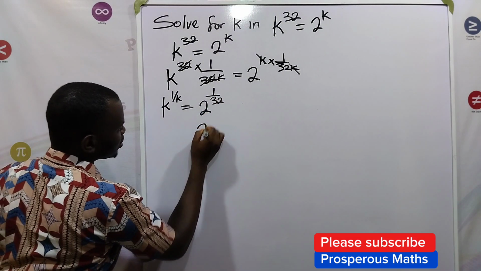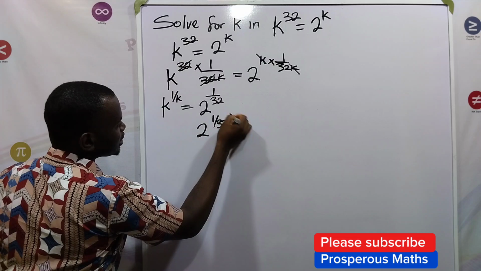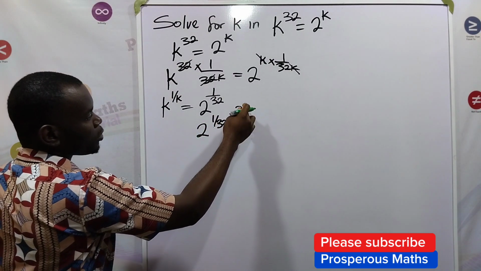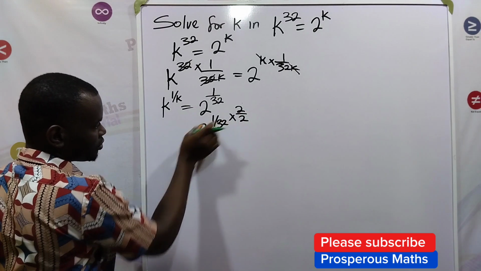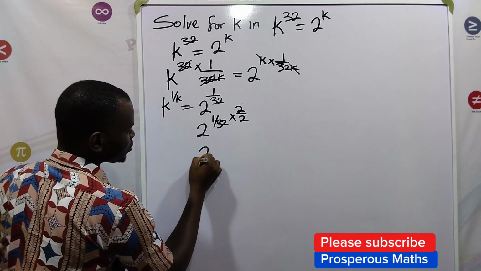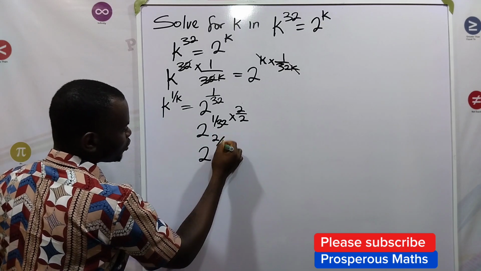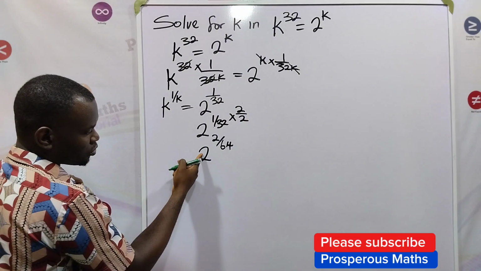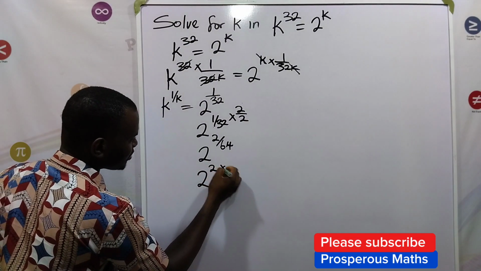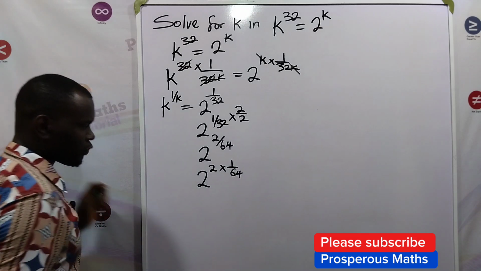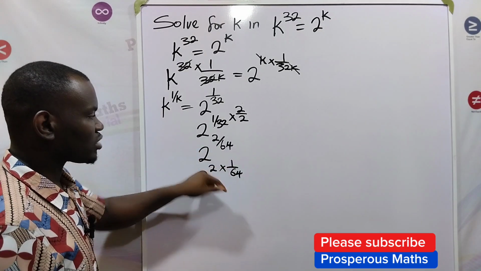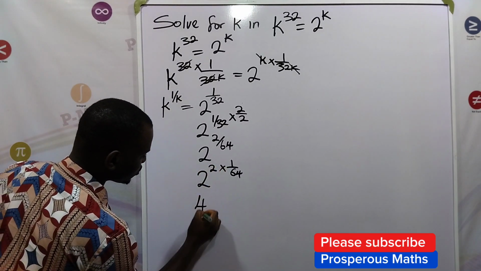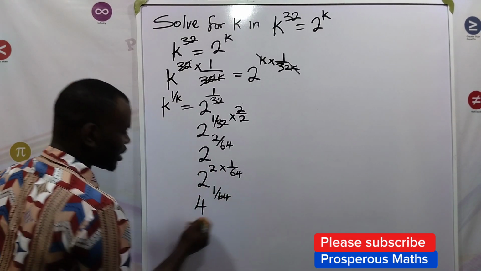So the next thing I want to do is to say 2 raised to the power 1 over 32 times 2 over 2. When you multiply a fraction by 2 over 2, you still obtain that fraction. So 1 times 2 will give us 2. 32 times 2 will give us 64. Now factor out these 2 to be the power of these 2. So you have 2 raised to the power of 2 times 1 over 64. Of course, 2 can multiply 1 over 64 to still give you 2 over 64. Now raise these 2 to the power of 2. That will be 4. So we have 1 over 64 as the power.